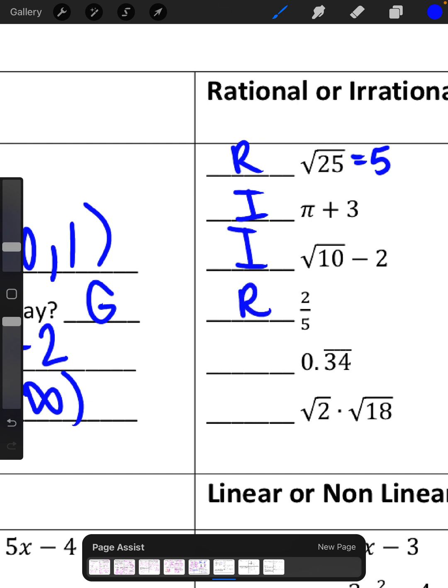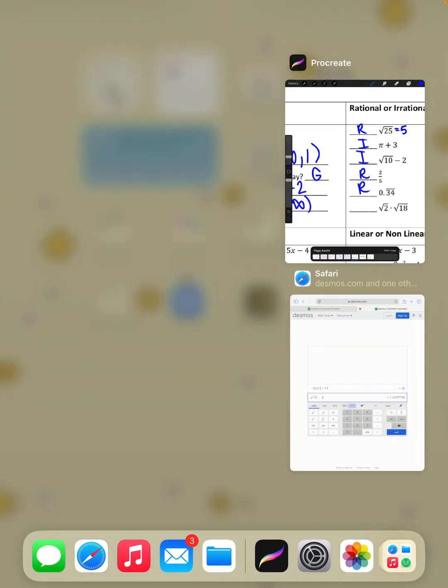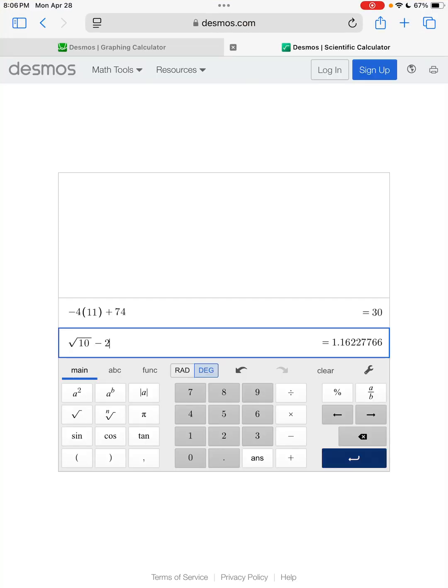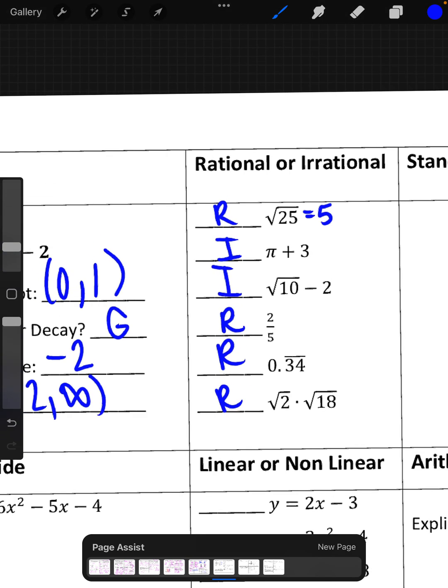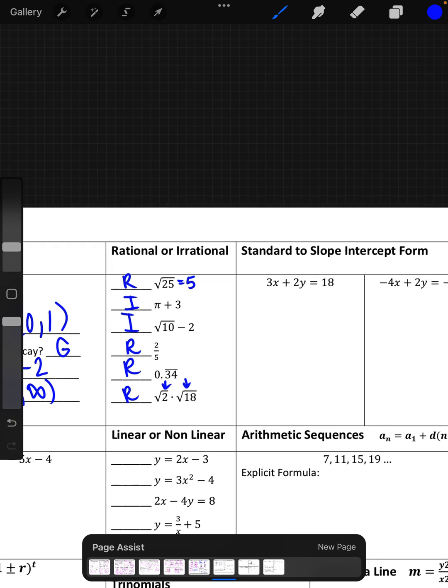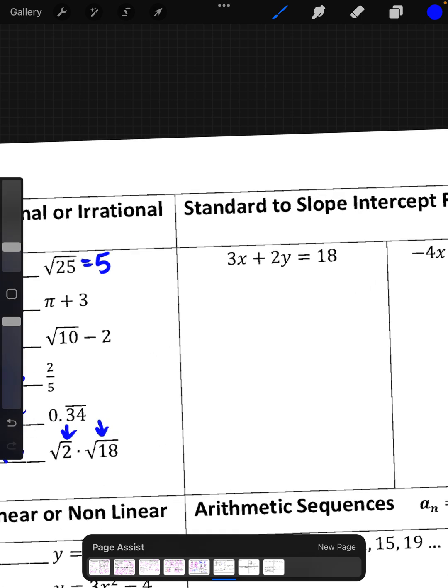If it can be written as a fraction like 2/5, that makes it rational. If it's a repeating decimal, that's rational. And let's see if the square root of 2 times the square root of 18 gives me a rational number. So square root of 2, which is an irrational number, times the square root of 18, which is also an irrational number, works out to the square root of 36, which is a perfect square. So that one is rational. So sometimes you do have to try them. Even though these two individually are irrational, together they make a rational number.